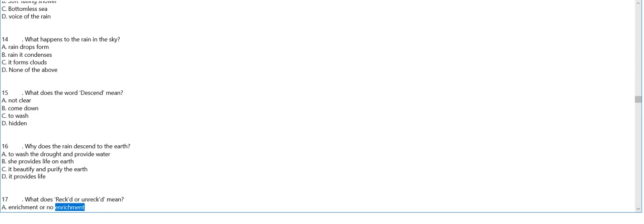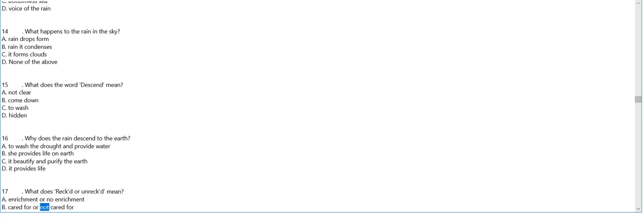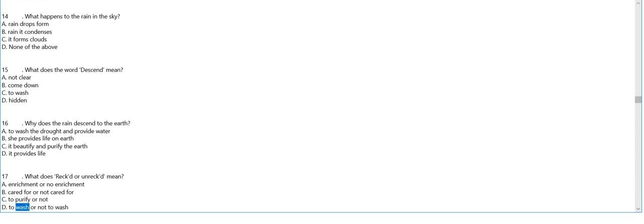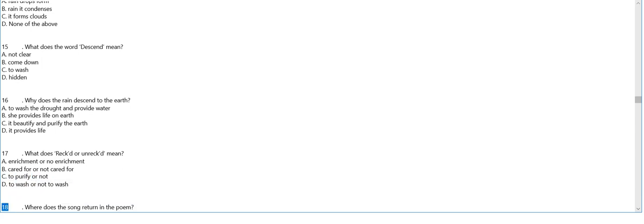A. Enrichment or no enrichment. B. Cared for or not cared for. C. To purify or not. D. To wash or not to wash. 18. Where does the song return in the poem?